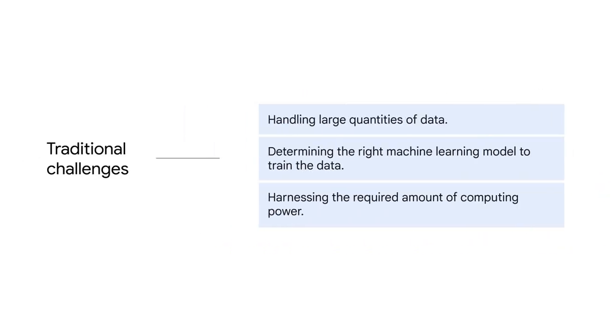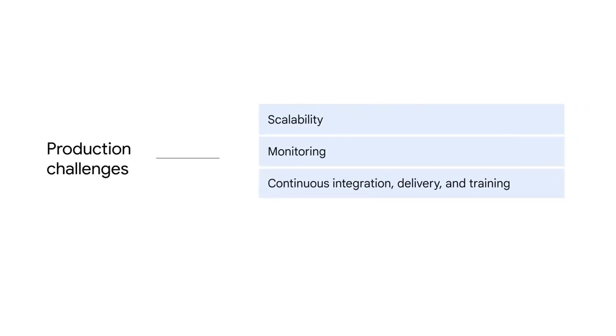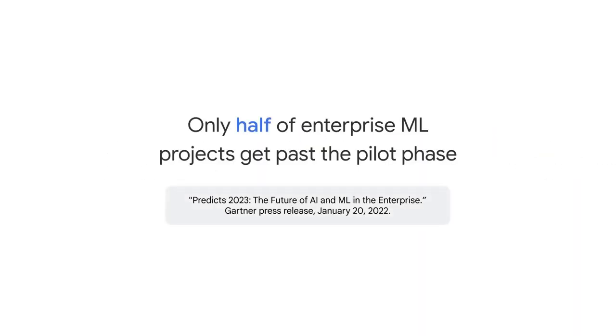Some traditional challenges include handling large quantities of data, determining the right machine learning model to train the data, and harnessing the required amount of computing power. Then, there are challenges around getting ML models into production. Some of the challenges can be scalability, monitoring, and continuous integration, delivery, and training. In fact, according to Gartner, only half of enterprise ML projects get past the pilot phase.